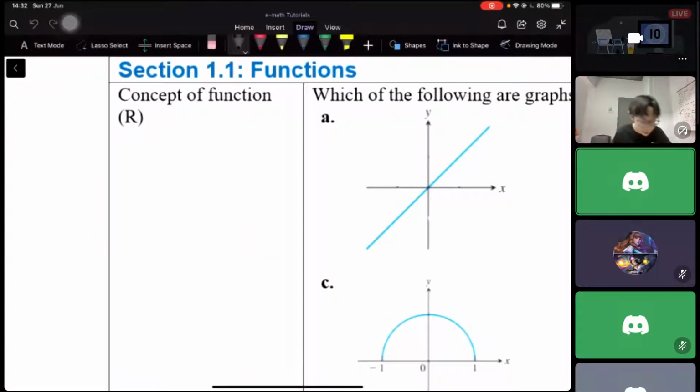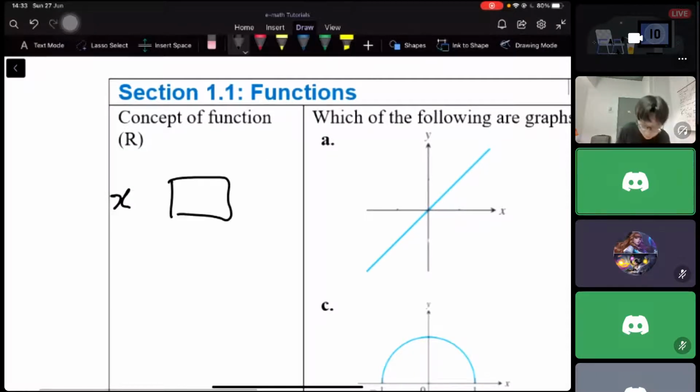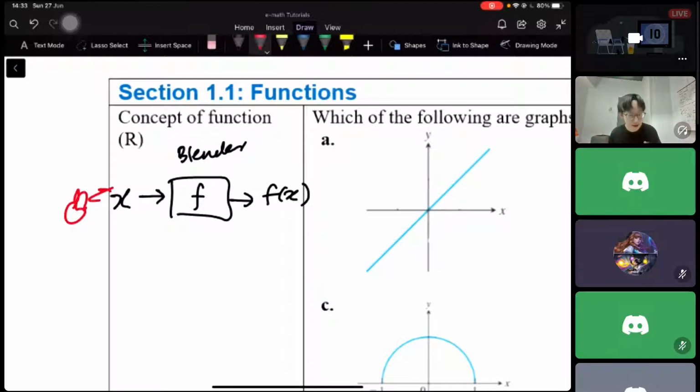Back then in Form 4, your teacher taught you, maybe differently, but usually I remember it like this. You have an X as your input. Then you have something like a machine, and you call this machine F. You put the X into the machine, you get an F of x. For example, imagine that X is an apple and F is a blender. You put an apple into the blender, you get apple juice. You put an orange into the blender, you get orange juice. You put a grape into the blender, you get grape juice.